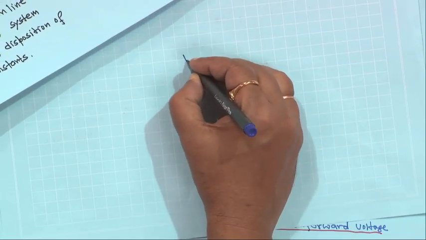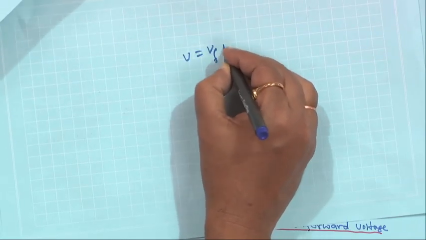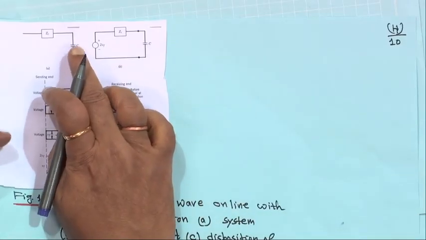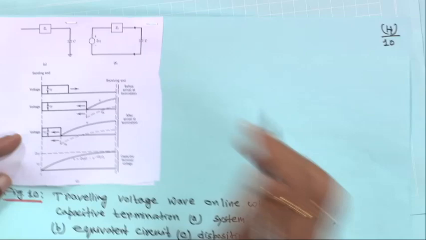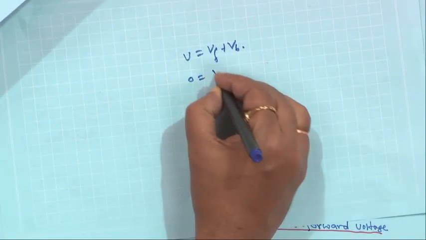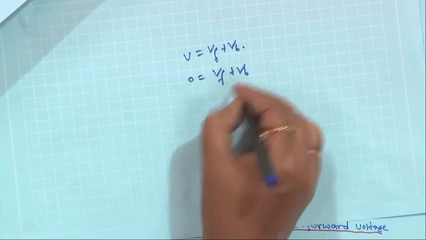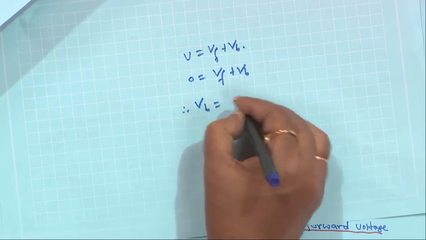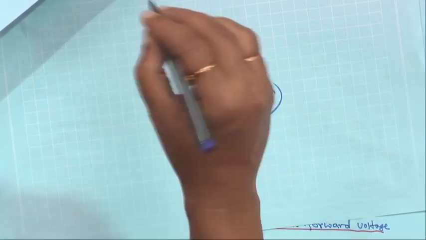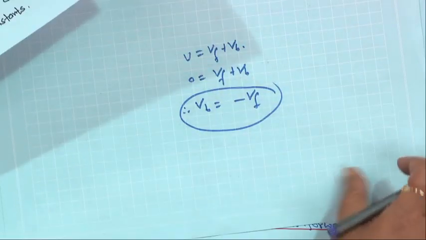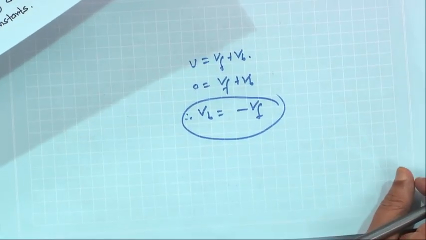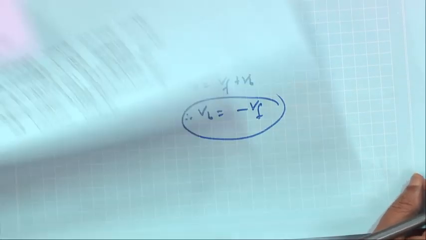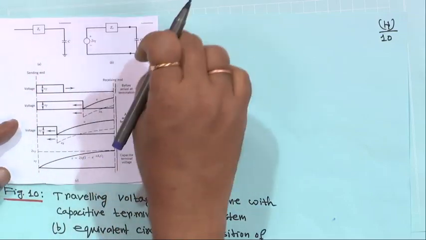We know that V is equal to V A plus V B, but when the travelling wave is arriving here, the capacitor behaves as a short circuit. So, momentarily this voltage will be 0. If it is 0, then 0 is equal to V A plus V B, that means V B is equal to minus V F at that moment, right. But after that the capacitor will slowly charge, and when it reaches the steady state, it will behave as an open circuit.